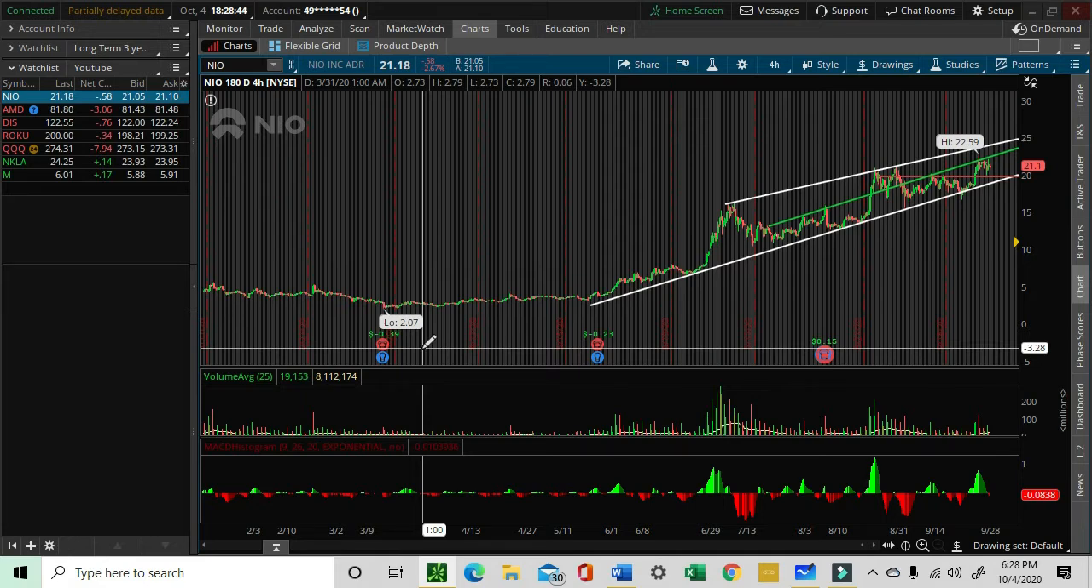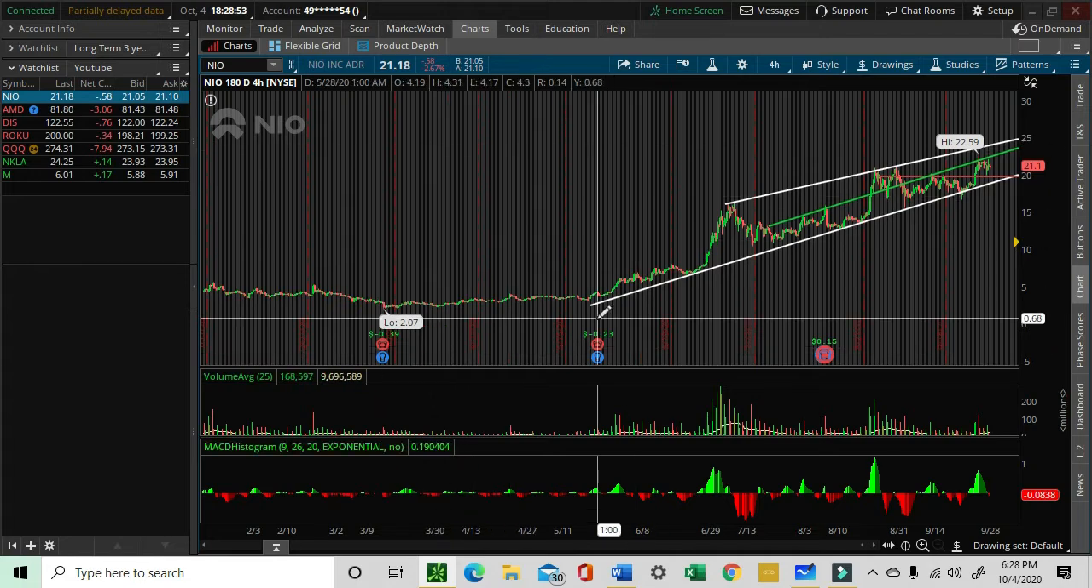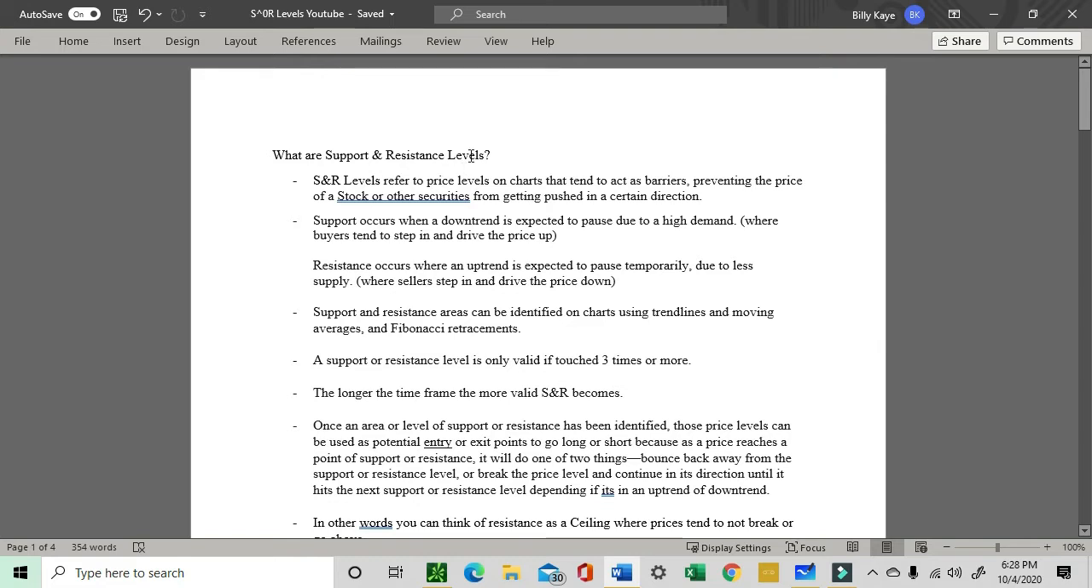Today we're going to be discussing support and resistance levels. What are they? How do we trade them? And how do we draw them? And how can we identify them, right? So before I show you all this good chart action, we're going to jump into Microsoft Word really quick, and I'm going to give you a breakdown.